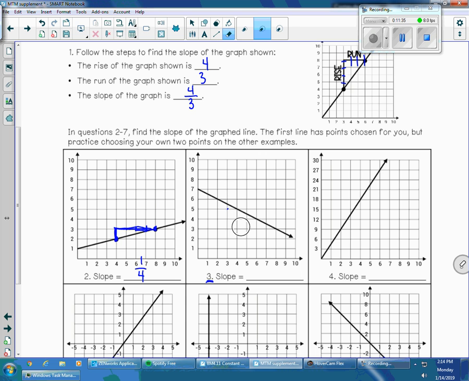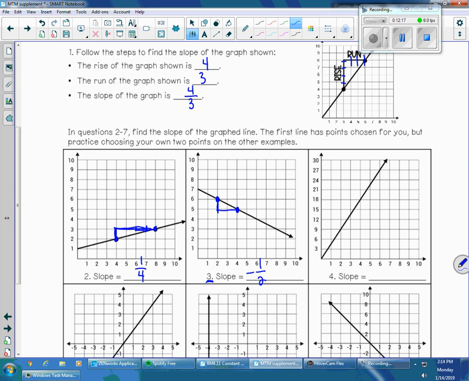Now, the reason I wouldn't pick this point is because I don't know exactly what the y value would be there. It's somewhere between 5 and 6, but I don't know exactly what it is. So I want to pick where the line that I'm trying to determine the slope of is actually crossing the intersection of 2 points. So here I'm going down 1 and over 2. So it's going to be a negative slope, 1 over 2.